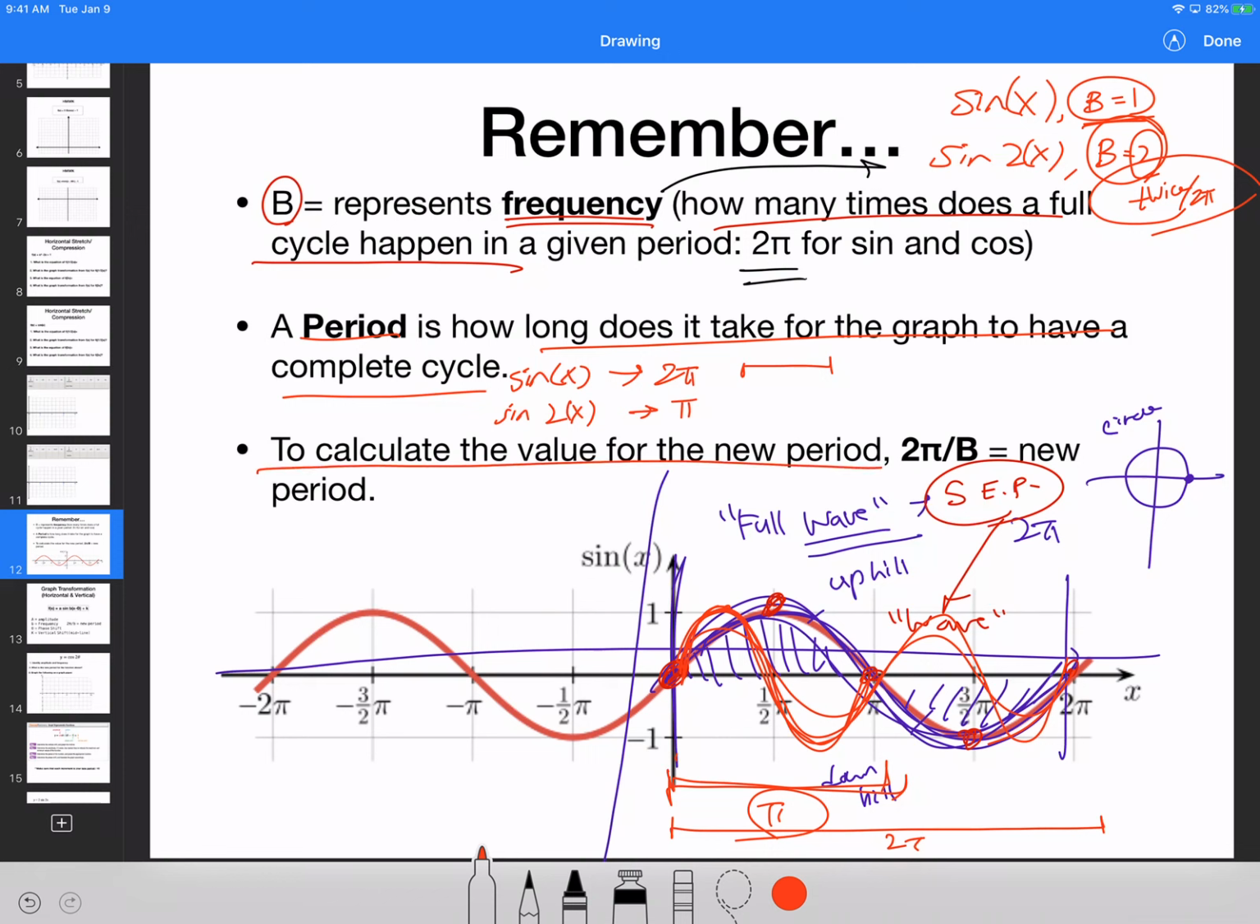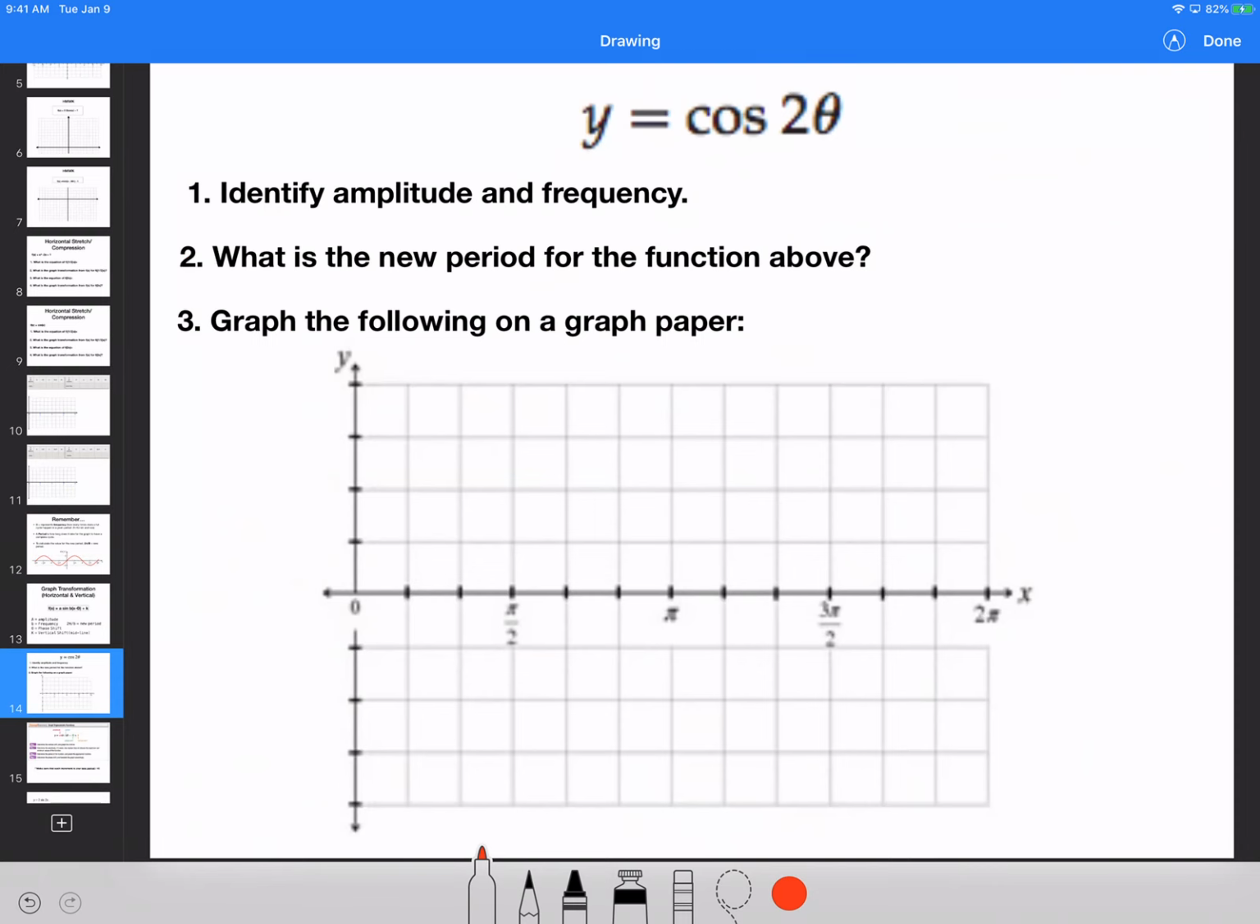So to calculate the value for the new period, this is the formula that I want you to remember and write down. It happens every 2 pi over b. So if the b value was 1, that means that the period is 2 pi. If the b value was 2, that means the full wave would happen every pi period. Okay? All right, so let's take a look at some of the examples here.